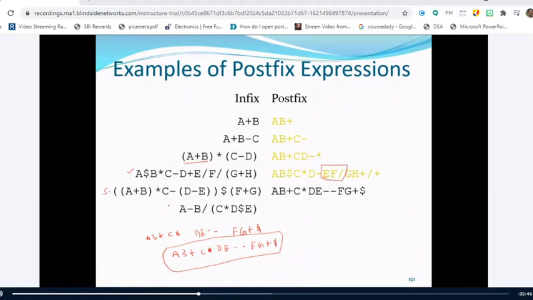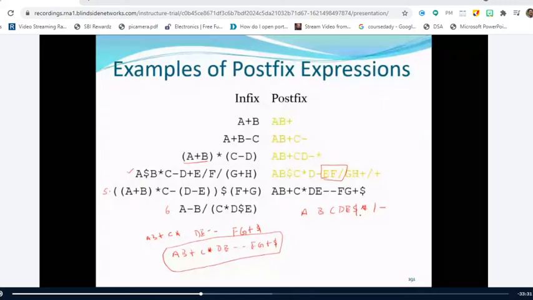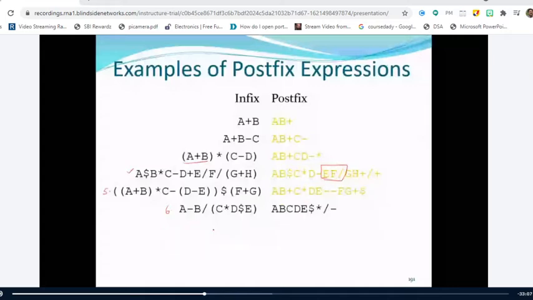What about the sixth one? I got the answer like this: A, B, C, D, E, dollar, star, division, minus. I don't know whether it is correct or not, but I tried it. So what is the answer you got? Anybody please respond. So this is the correct answer: A, B, C, D, E, dollar, star, division, minus.